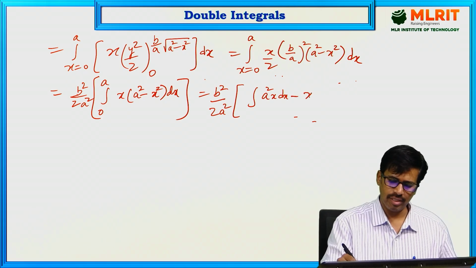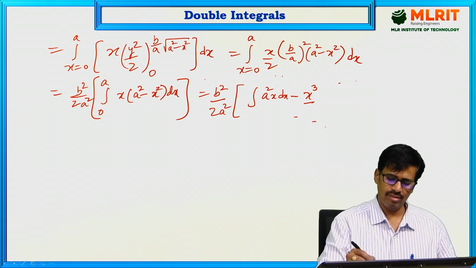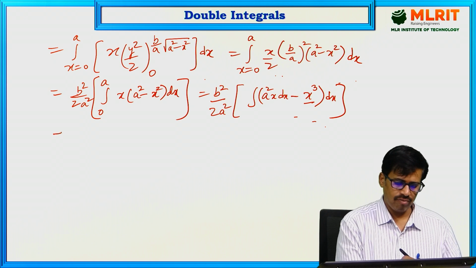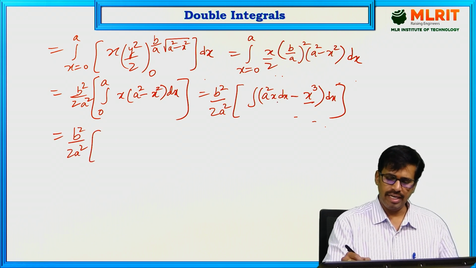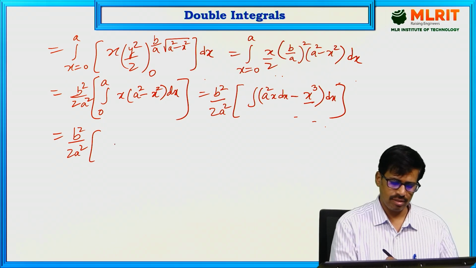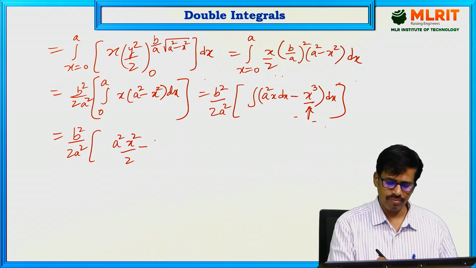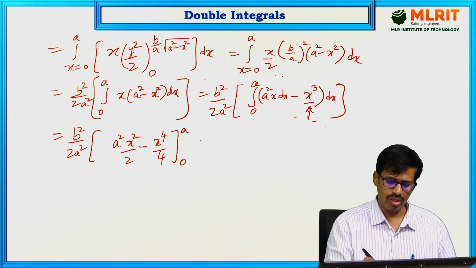x into x square is x cube. So we have to integrate dx. So this is equal to b square by 2 a square. What is the integration of a square into x? a square into x square by 2 minus the integration of x cube is x power 4 by 4, and the limits are 0 to a.